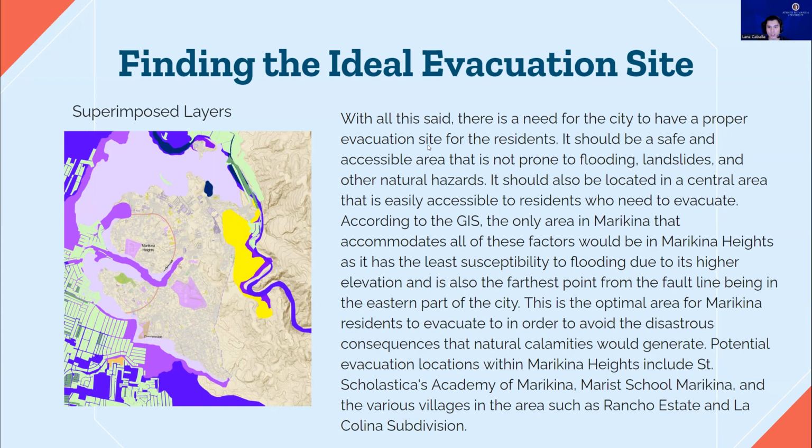According to GeoPortal, the only area in Marikina that accommodates all of these factors will be in Marikina Heights, as it has the least susceptibility to flooding due to its higher elevation and is also the farthest point from the fault line, being in the eastern part of the city. This is the optimal area for residents of Marikina to evacuate to in order to avoid the disastrous consequences that natural calamities will generate. Potential evacuation sites within Marikina Heights include Saints Co Marikina, Maris School Marikina, and the various villages in the area, such as Rancho Estate and La Colina subdivision.